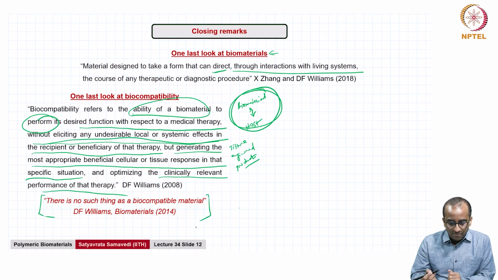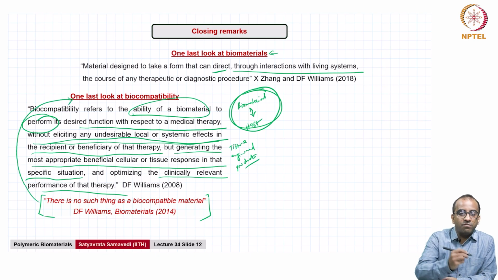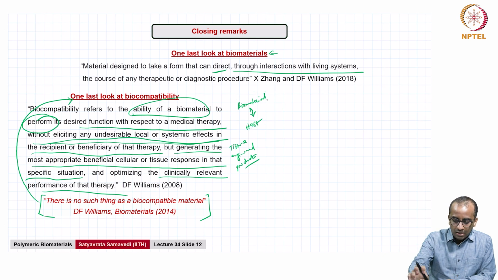This is the title of a leading opinion paper from David Williams, published in the journal Biomaterials in 2014. What this tells you is that it's incorrect to think of a specific material as being universally biocompatible. It's very contextual, as we have seen repeatedly throughout this course, and this has to be connected to this definition of biocompatibility.